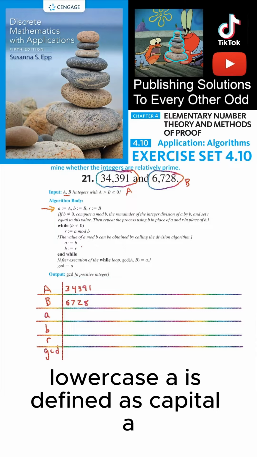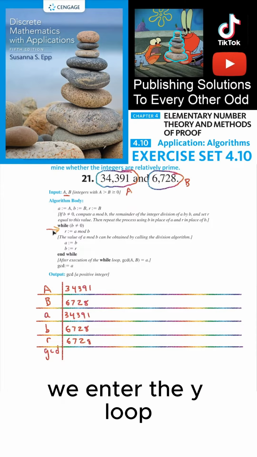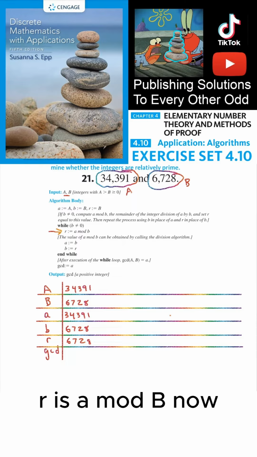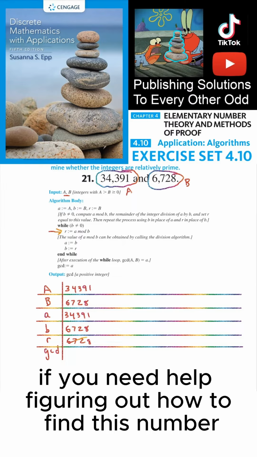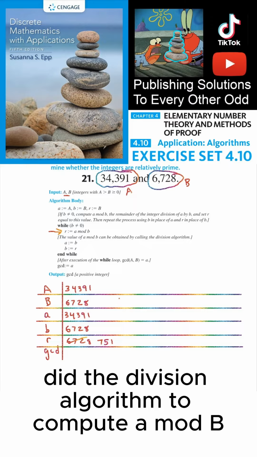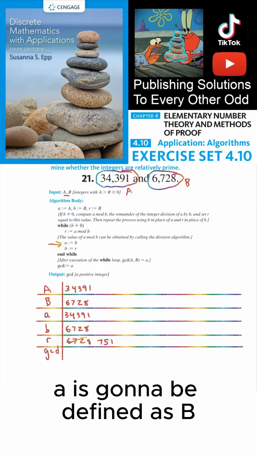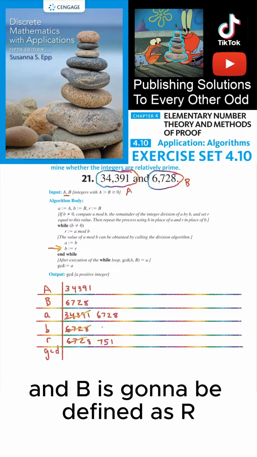Lowercase a is defined as capital A, lowercase b is defined as capital B, and lowercase r is defined as capital B. Since b is non-zero, we enter the while loop. R is a mod b. Now, if you need help figuring out how to find this number, it's 751. You can watch the last video and see how we did the division algorithm to compute a mod b. A mod b is 751. A is going to be defined as b, and b is going to be defined as r.